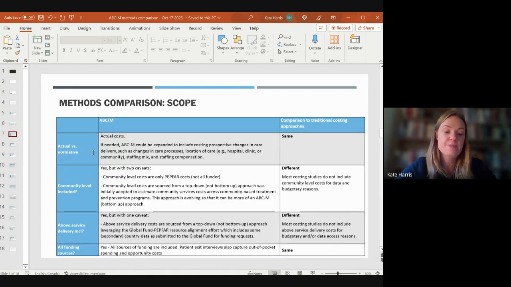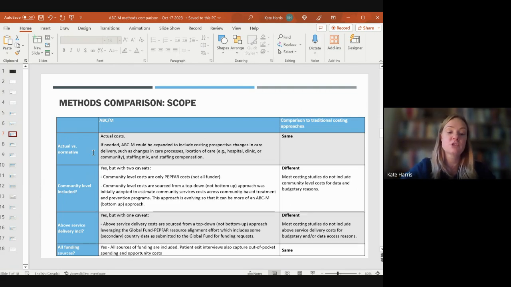Also on scope, we've got to get into actual and normative costs. Activity-based costing uses actual costs, meaning it estimates and calculates based on the observed costs that are actually used, not on normative costs or the costs that we should be incurring. So it's an observed study, which is usually what other costing approaches are too. If needed, activity-based costing could be expanded to use prospective changes of what it might cost if we changed this care process or this location. But currently, it is about observed costs, actual costs.